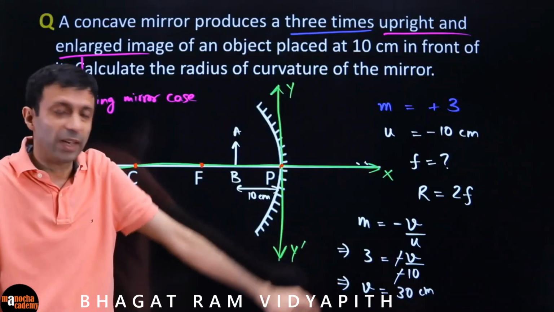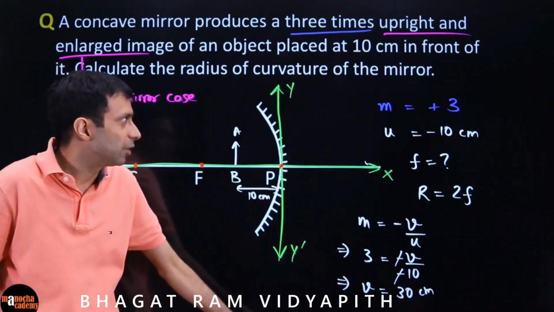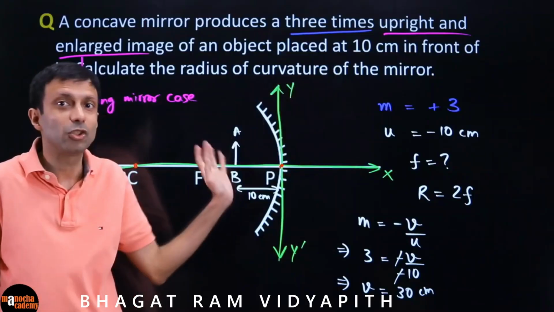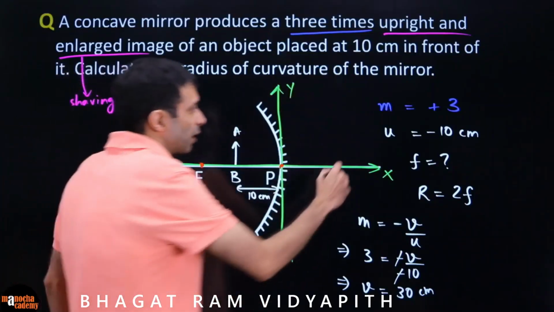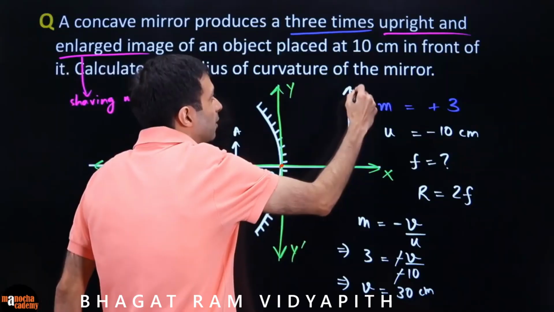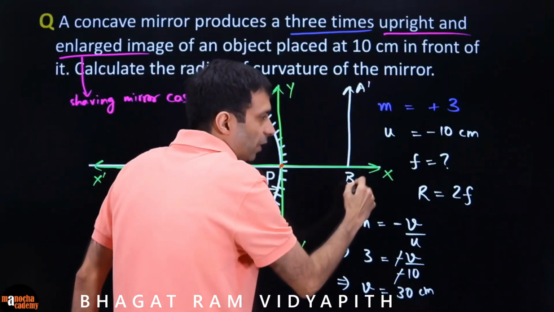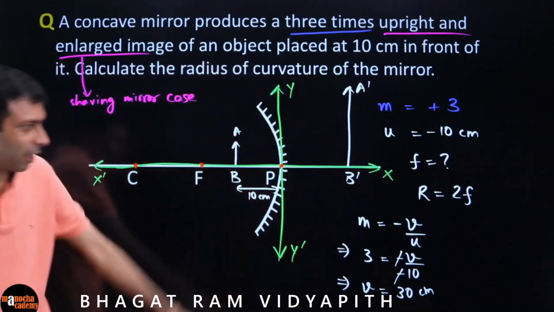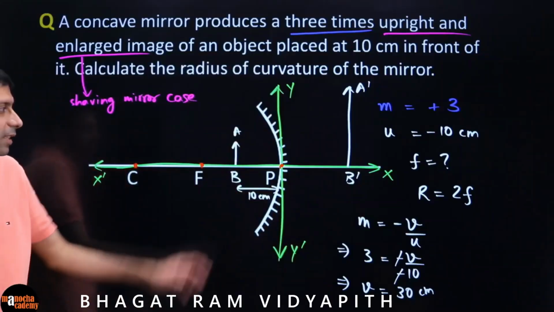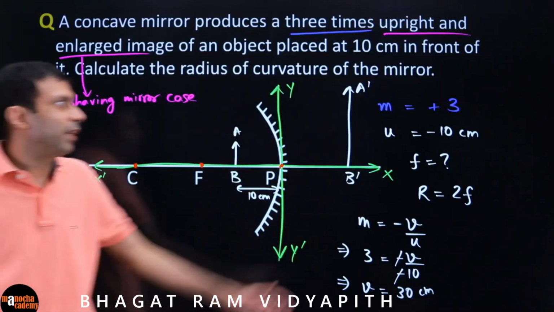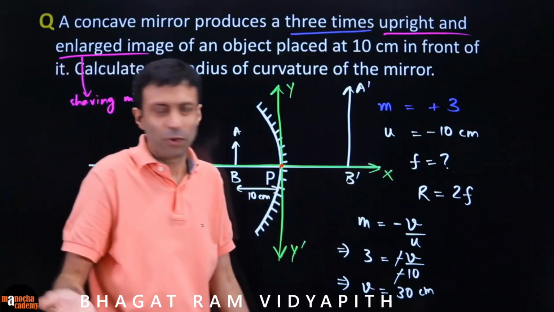That is exactly what we expect, because in a shaving mirror case, we expect the image to be formed behind the mirror. We expect this 3 times magnified image to be here. So that definitely makes sense. 30 centimeters image distance, 10 centimeters object distance. All we need to find is focal length. Let's use mirror formula for that.